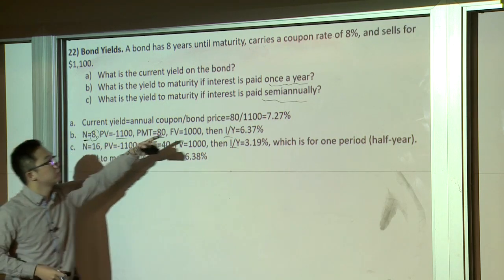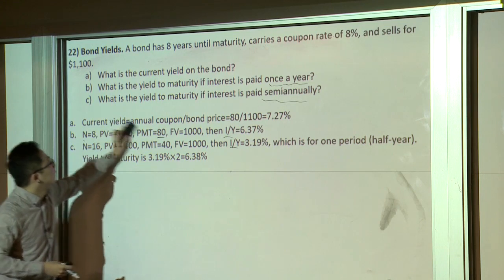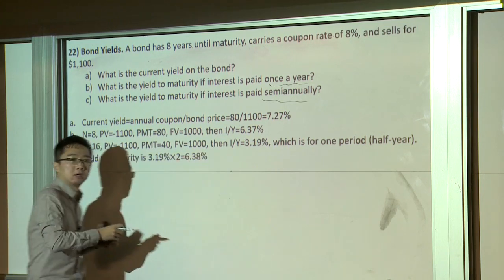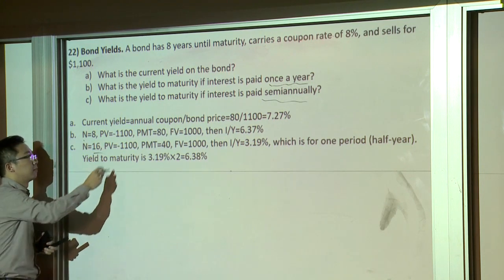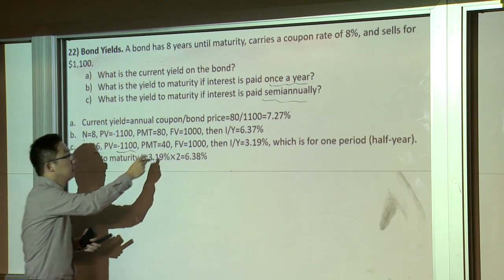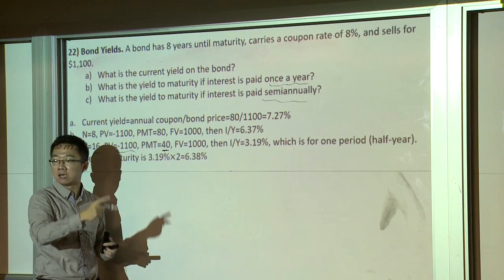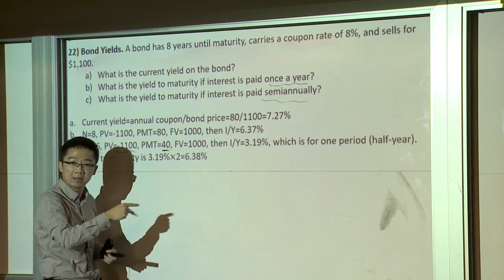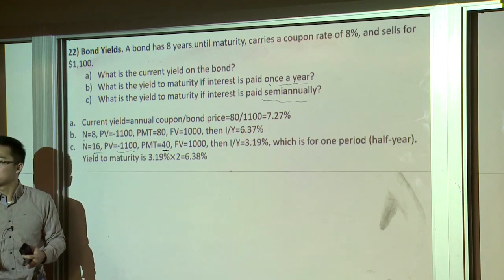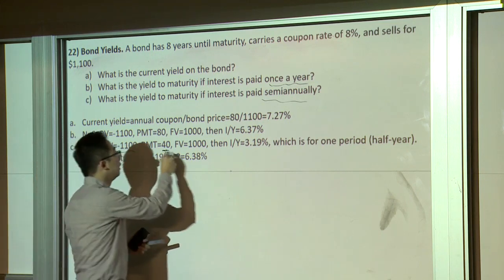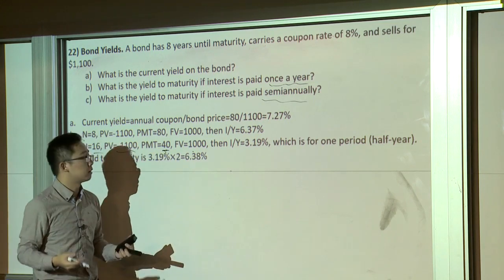But now let's change it to semi-annual compounding. Number of periods becomes 16. Great, 16. And present value is still the bond price. And coupon payment, 40, right? So one coupon payment is the annual coupon payment, which is 80, divided by the compounding frequency, which is 2. So 80 divided by 2, so 40. And face value is $1,000.